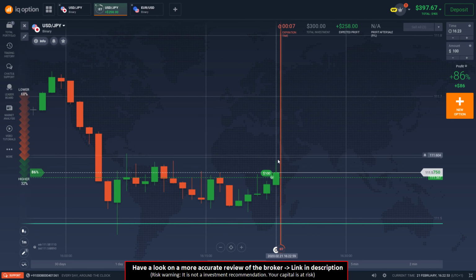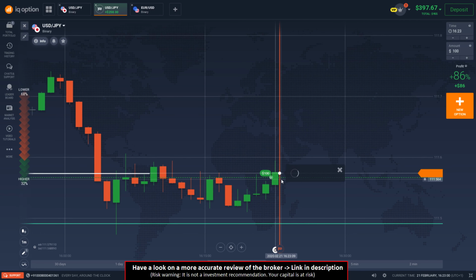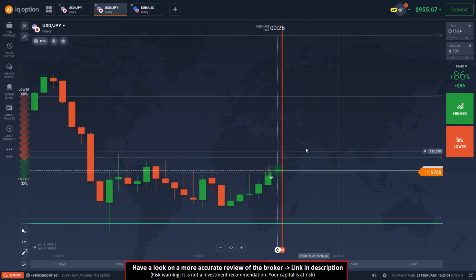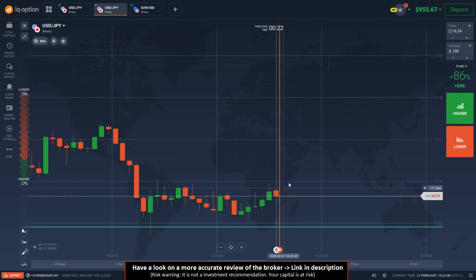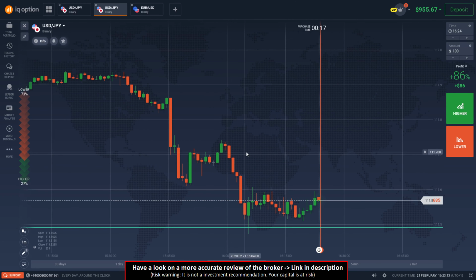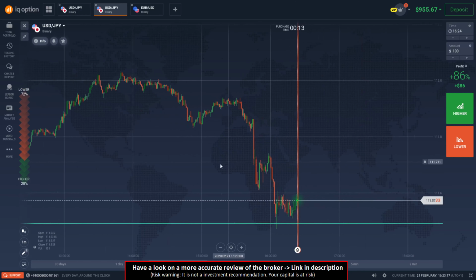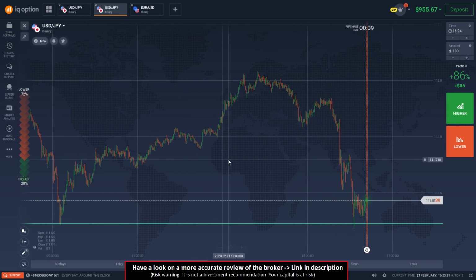So 8 seconds, 5 seconds, I won this trade. $258 of profit. So why I opened a trade here, I will explain to you, and you will understand how to make this profit like me in a short time period. This is like scalping with IQ Option.